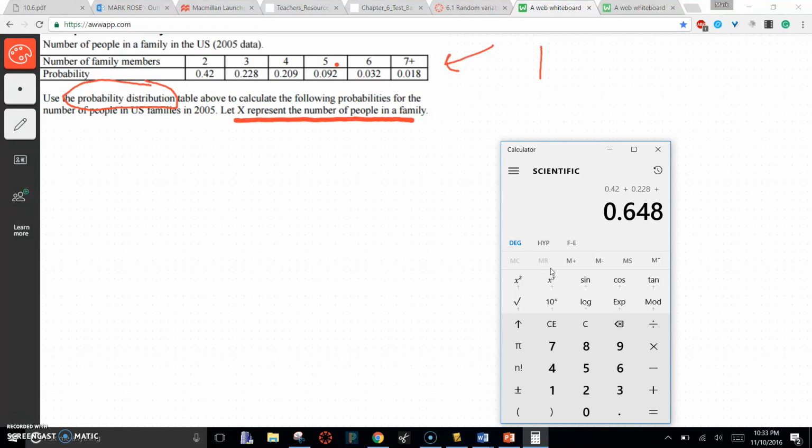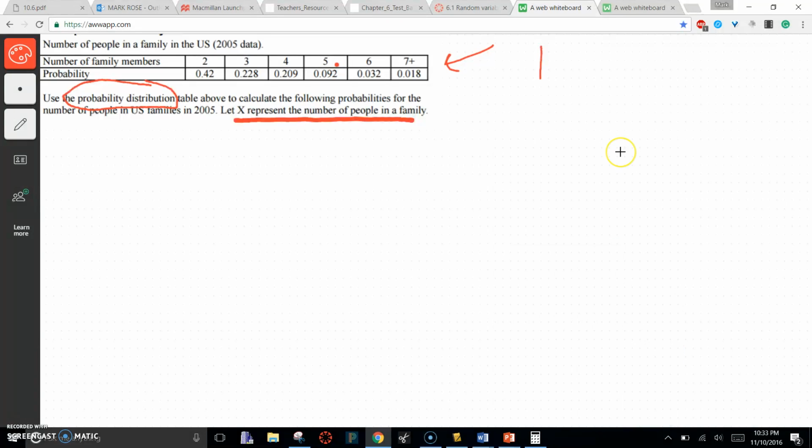So 0.8 plus 0.209 plus 0.092 plus 0.032 plus 0.018, and we get 0.99999, so it probably is exactly 1. There's probably some kind of rounding, so if we get close to 1 like that, it is a probability distribution.